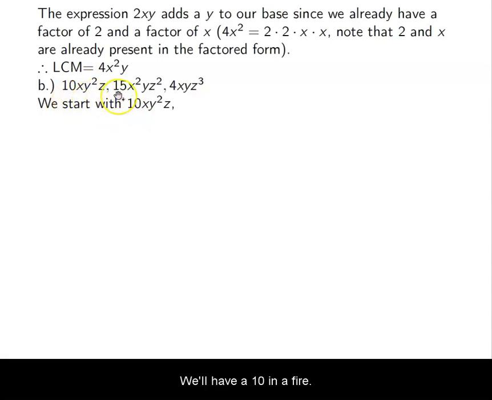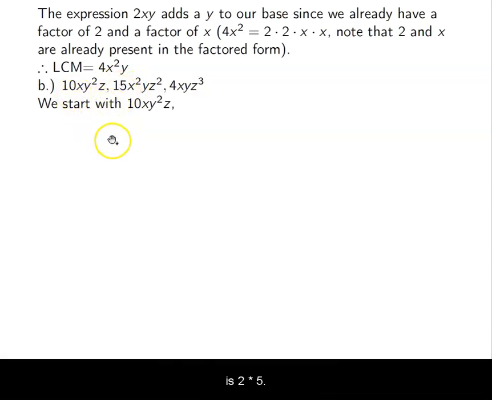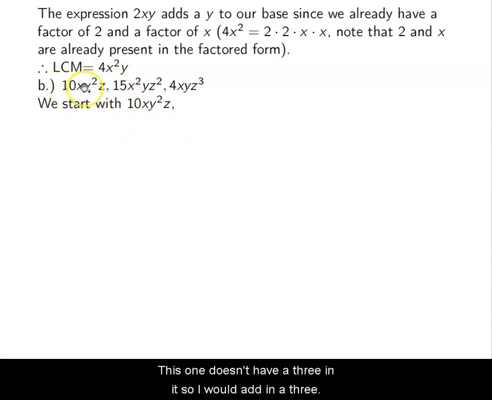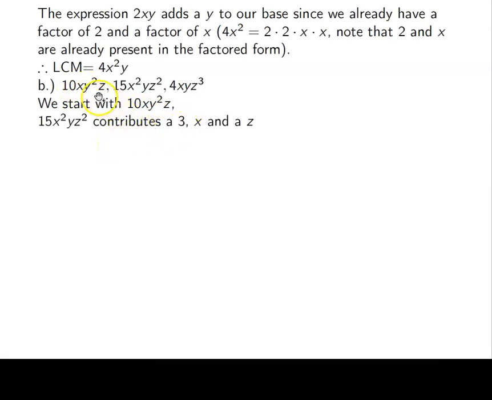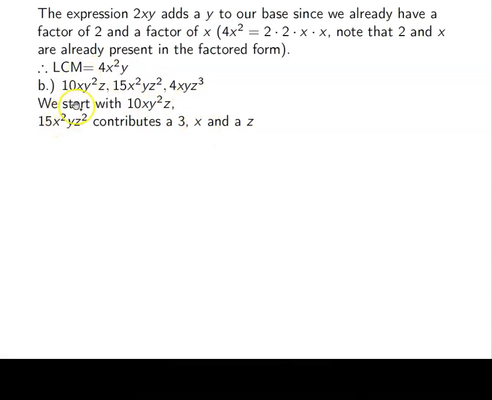Well, I have a 10 and a 5. So what would I need in order to do this full time? So 10 is 2 times 5. 15 is 3 times 5. They both already have a 5, but this one doesn't have a 3 in it. So I would add in a 3. Okay. I have one x here, but this has 2 x's. So since I already have one, I would just take the extra one that I'm missing, right?